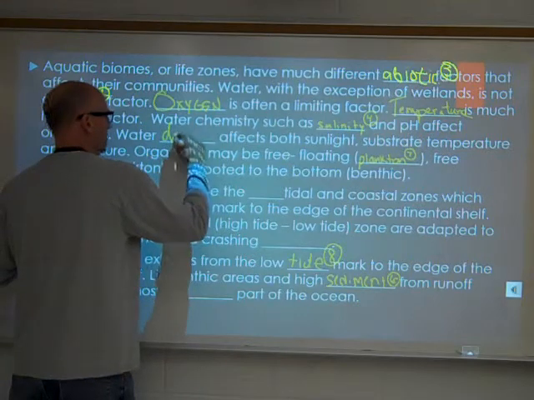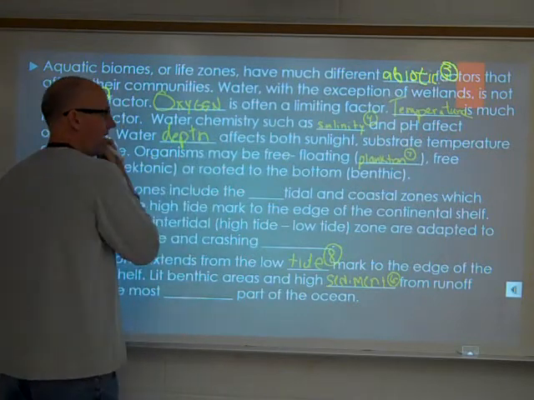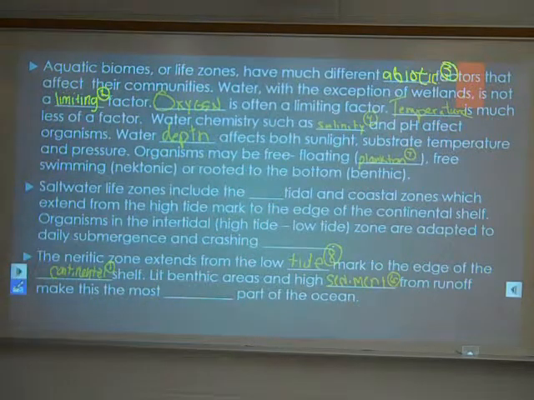Depth is another prime abiotic factor in an aquatic ecosystem, is how deep it is. Because, like it says there, it's going to affect how much sunlight penetration you get. In the ocean, you hit a point at about 1,500 meters deep where it's complete blackout. So that, of course, is going to have a big effect on what kind of organisms exist there.